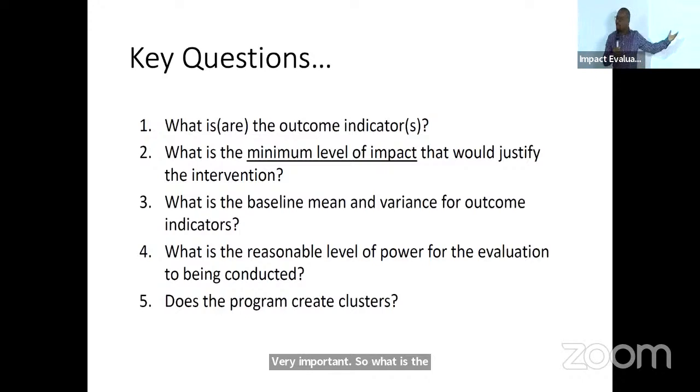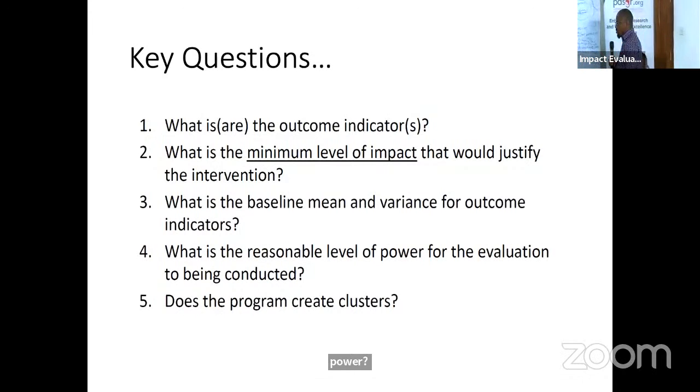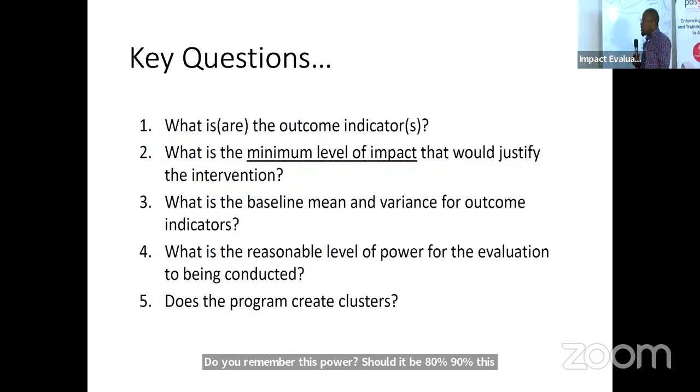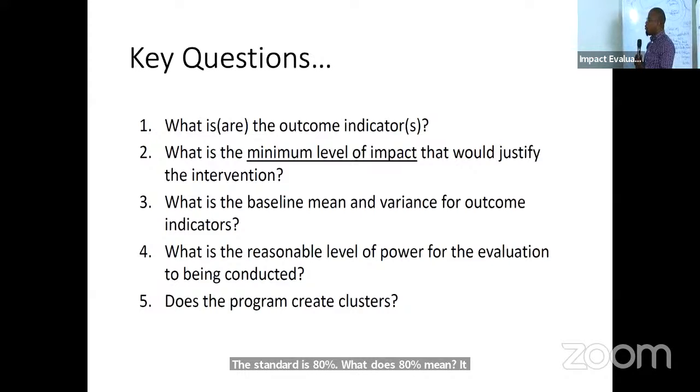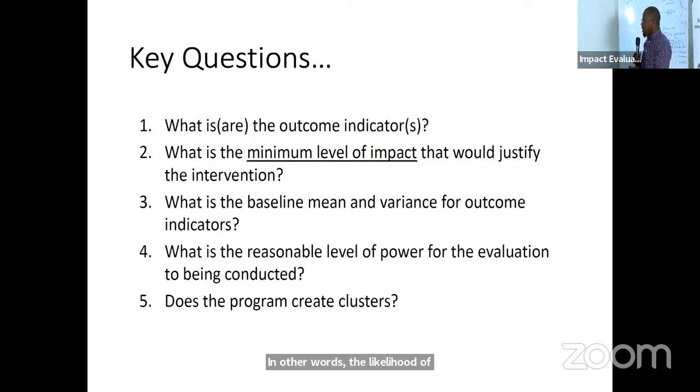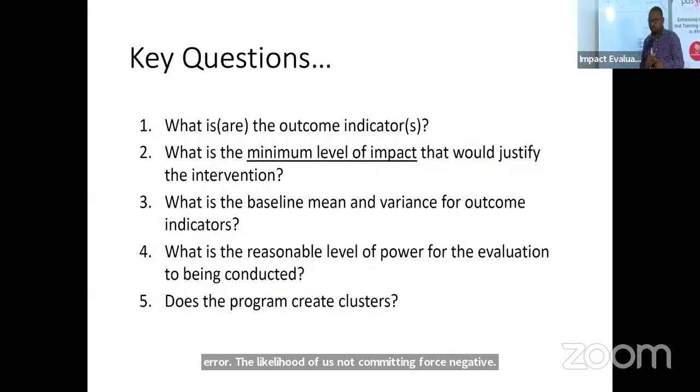Do you remember what is power? Should it be 80%, 90%? The standard is 80%. What does 80% mean? It means the likelihood of us rejecting the null hypothesis. In other words, the likelihood of us not committing type 2 error. The likelihood of us not committing a false negative. Are we together? That's power. Okay?